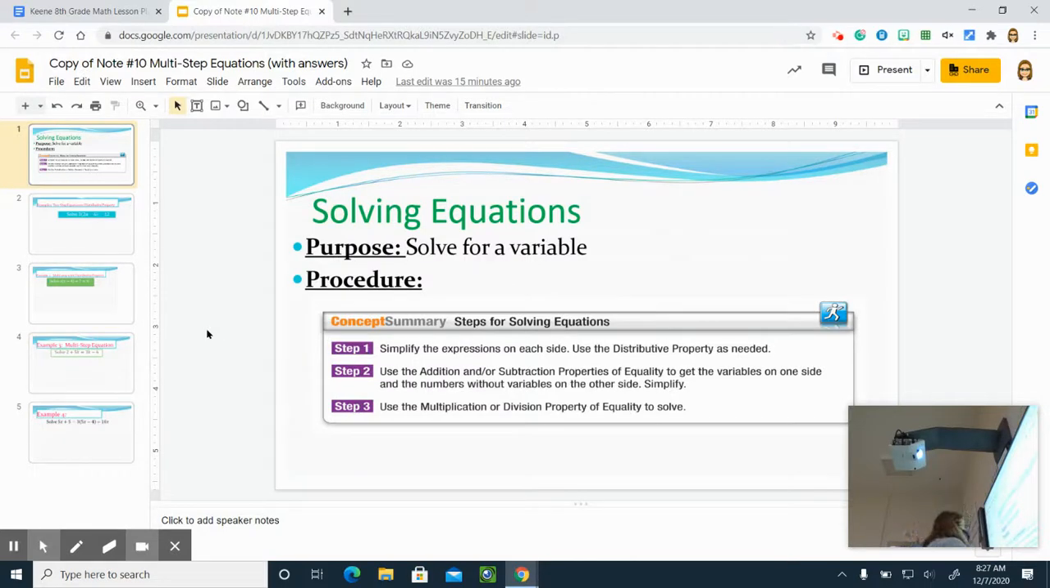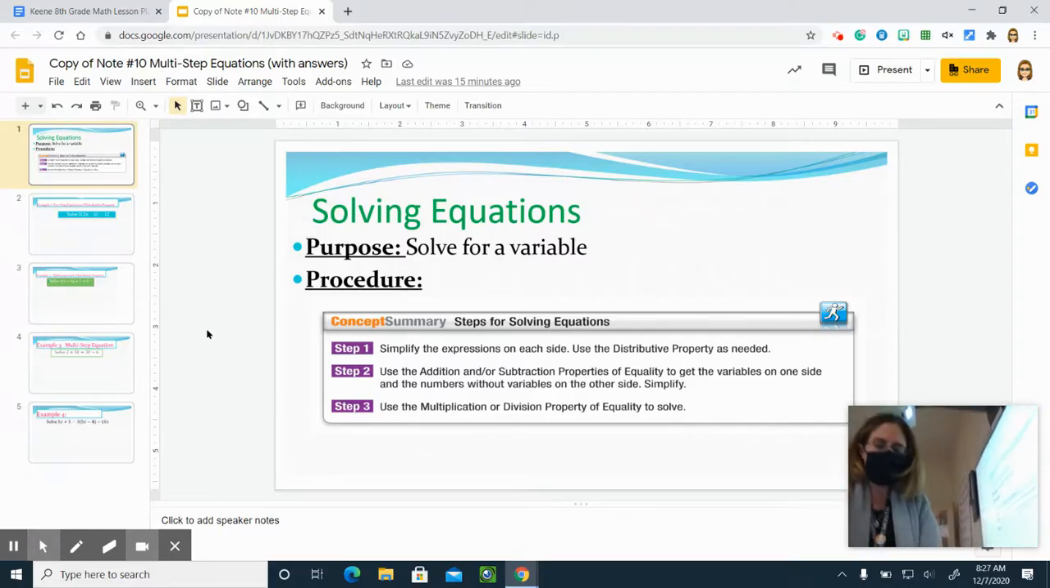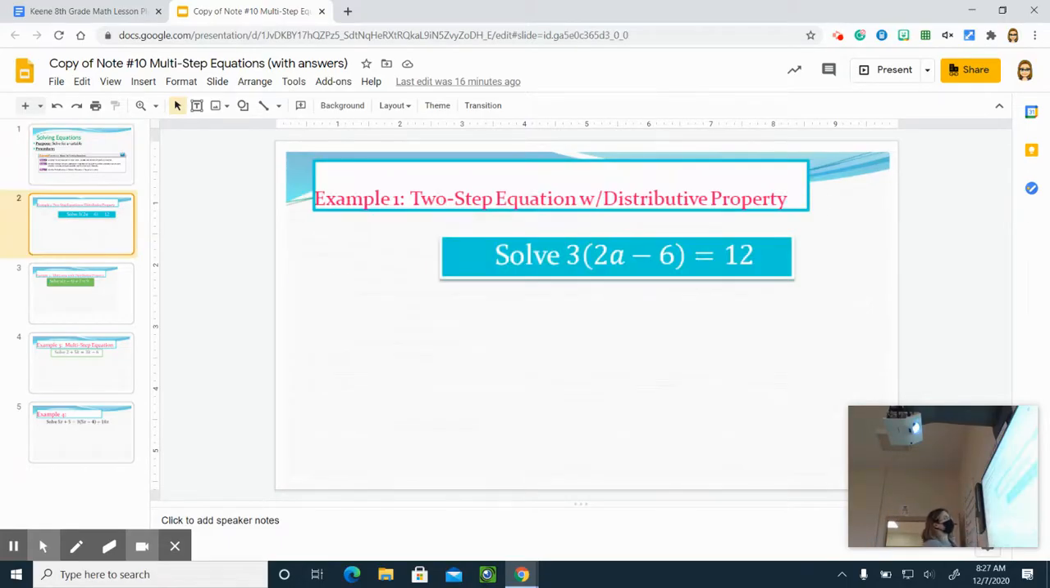Hello, today I'm going to talk to you about solving equations, some of which have distributive property. So let's take a look here. We have some steps in the first slide: you're going to take care of that distributive property first, and then you're going to take care of addition and subtraction to eliminate the constants, and then you're going to do multiplication and division to eliminate the coefficients. So let's take a look at our first problem.